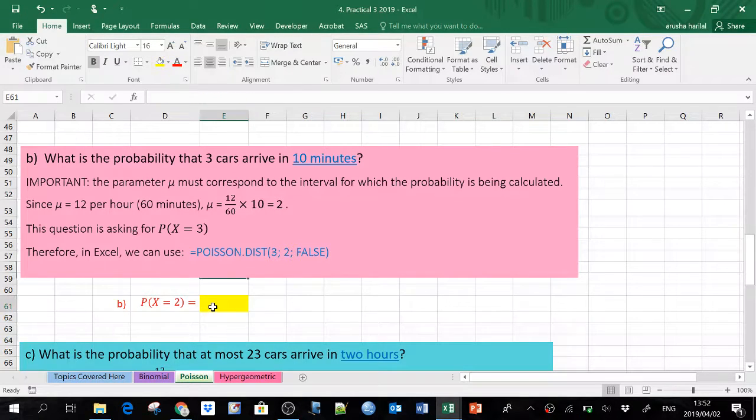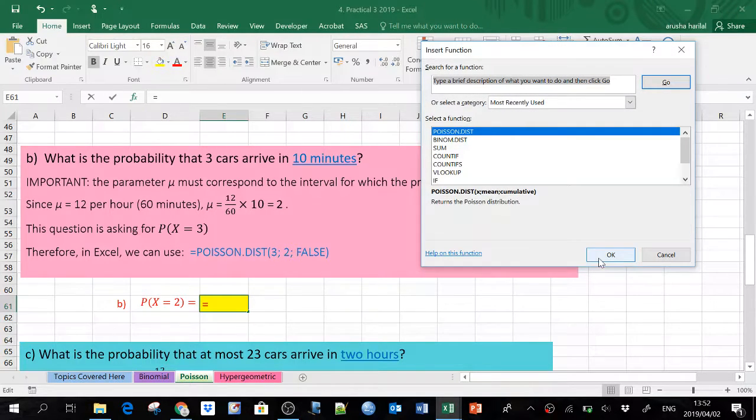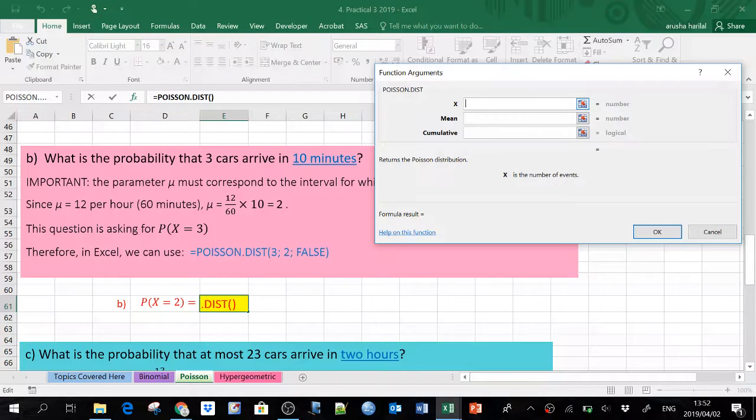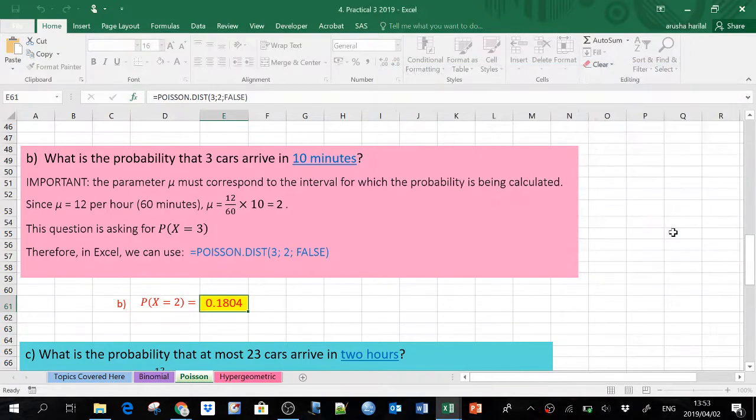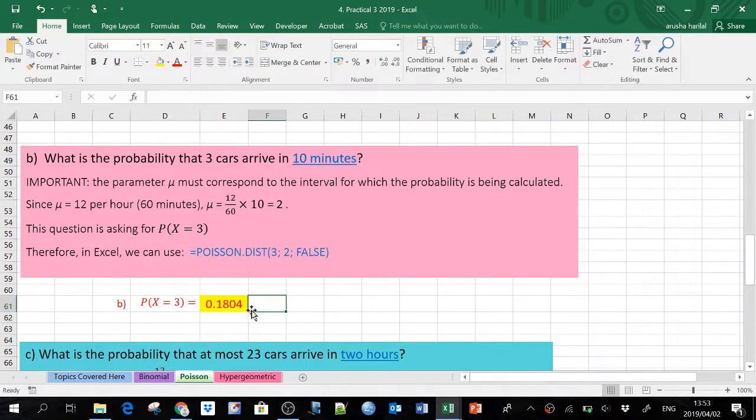X equal to 3. So let's again insert function. Poisson is here. Let's say okay, our x now is the probability that 3 cars. Let's type in 3. Okay. Our mean is the new mean, which is 2, and we're going to type in false. And that gives us a value of 0.1804. Oops, there should be 3. Let's just adjust that while we are here. Probability that x is equal to 3.